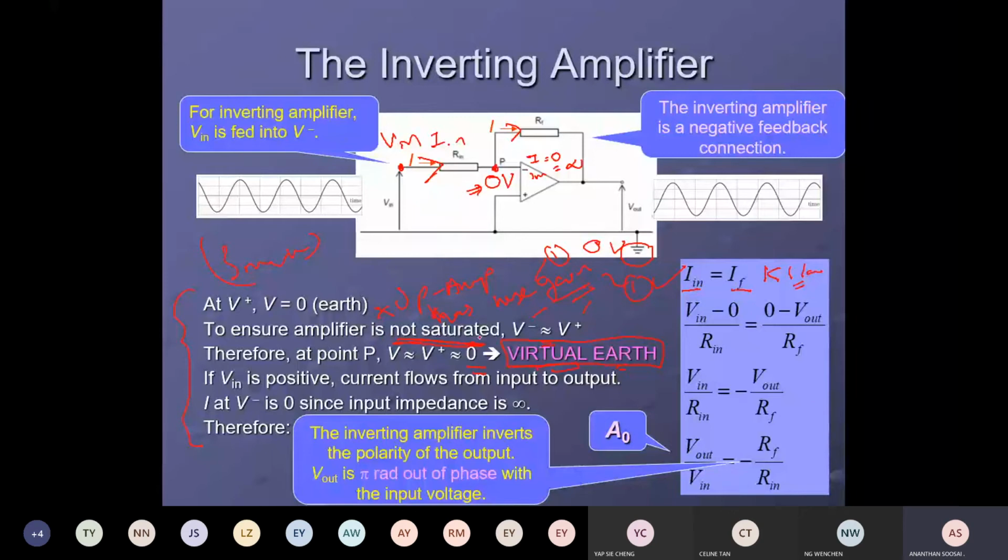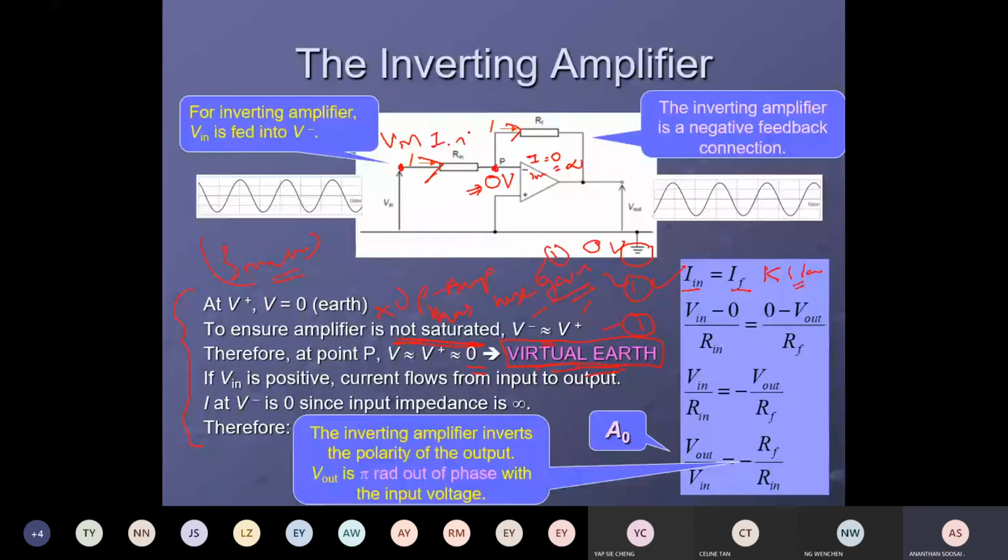To ensure the amplifier is not saturated, V negative must be the same as V positive, 1 mark. Because V positive is 0, therefore V negative also must be close to 0, called virtual earth. Okay, it's virtual earth. 3 marks question. They will ask what is meant by virtual earth.